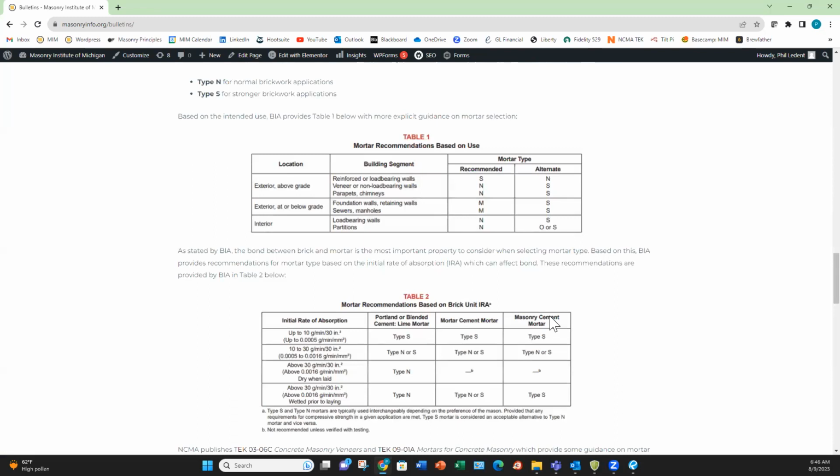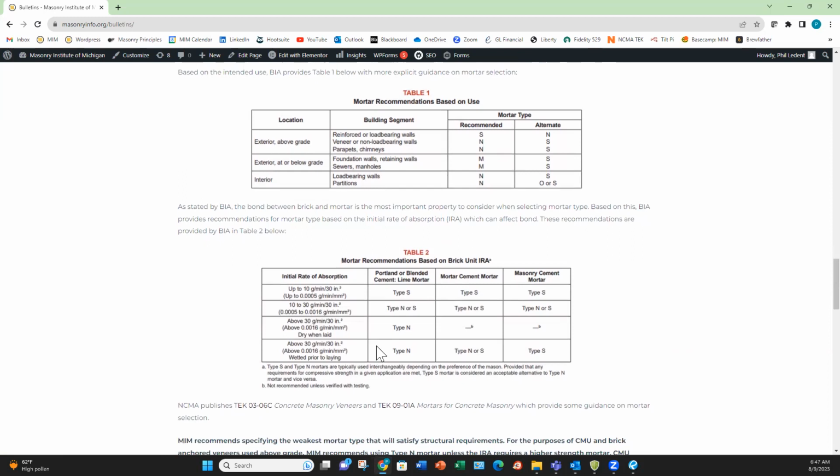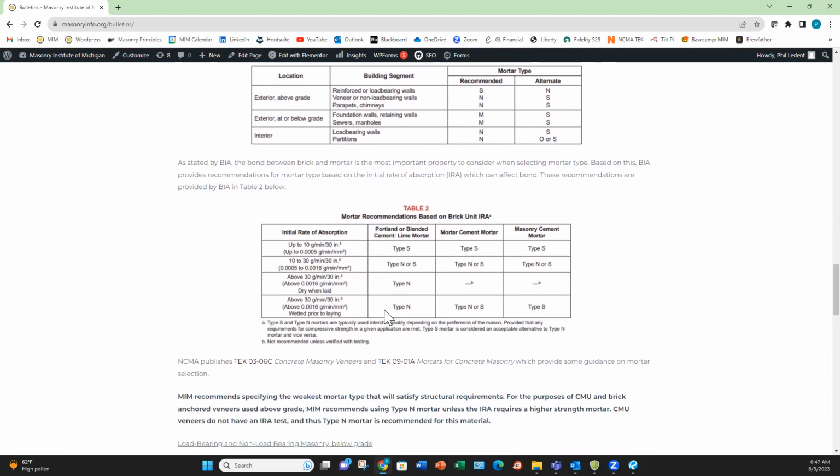And so it does have a table, which is table 2, which provides recommendations based on our initial rate of absorption, which is commonly referred to as our IRA, and that can affect our bond. And so if we have a very low suction or low IRA unit, so it'd be the top of this table here, it's going to default to a type S because of how that unit is going to perform. If we have a higher suction unit, it's going to go to a type N mortar. So for most applications, we do see type N mortar being used.